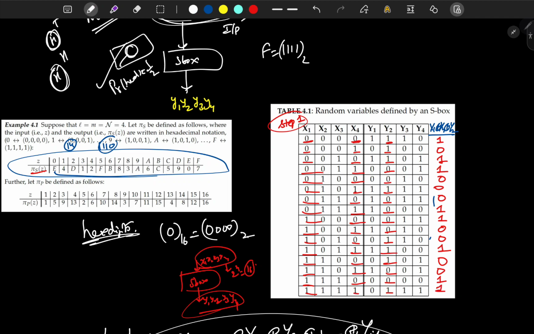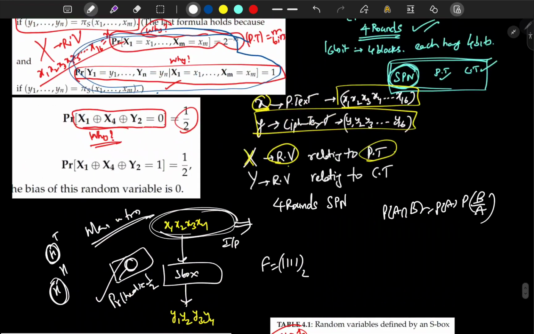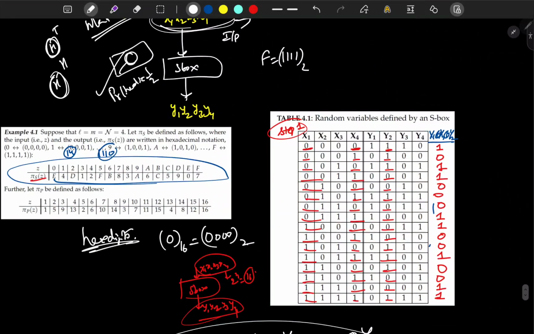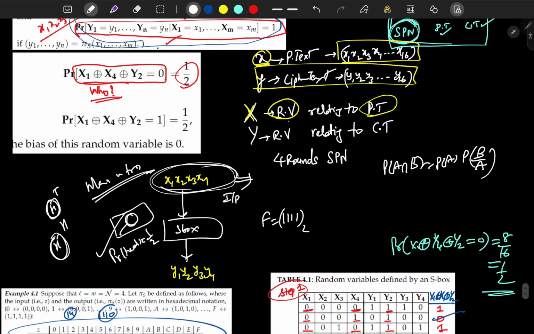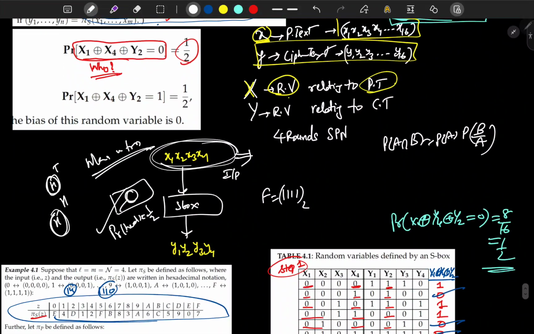Okay, after that, what we have to find is this: we count how many times 0 happened. 1 2 3 4 5 6 7 8. So therefore the probability that x1 ⊕ y1 ⊕ x4 ⊕ y2 equals 0 is 8 by 16, that is 1 by 2. Okay, happy? Like that you have to find. Nice.